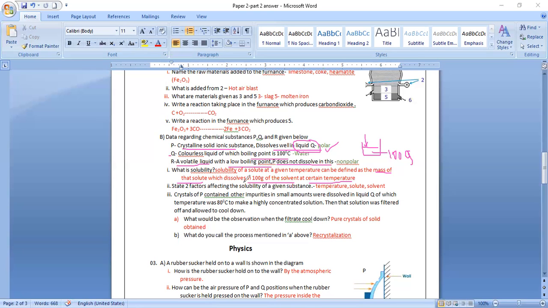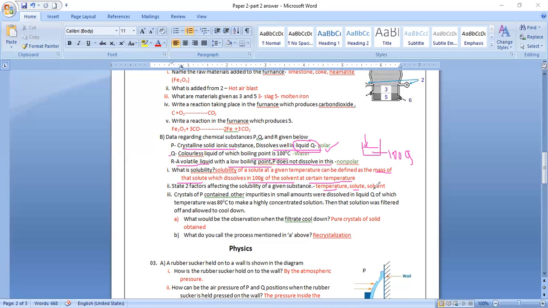Okay, so the factors affecting solubility, we have 3 factors. One is temperature. When you change the temperature, solubility differs. Then the solute: if the solutes are different, solubility is different. Then if the solvents are different, the solubility is also different, right? So the solvent is the larger amount in the solution.